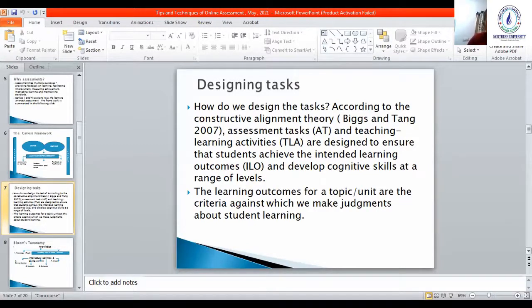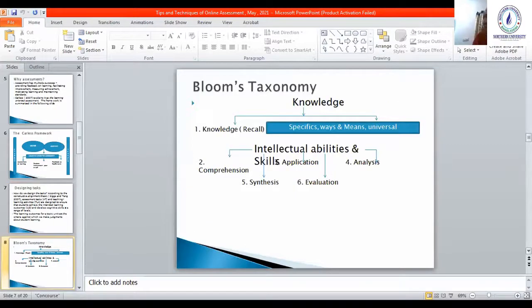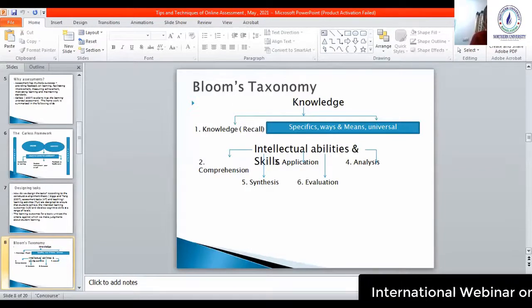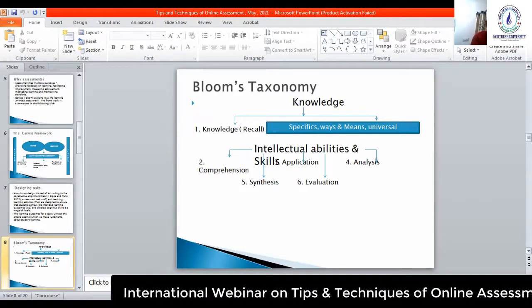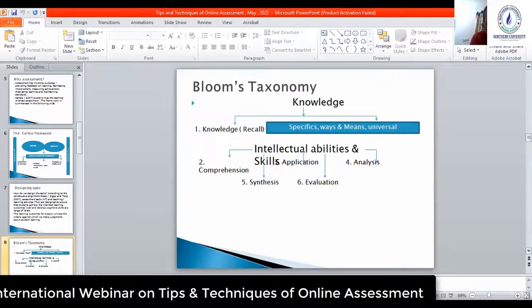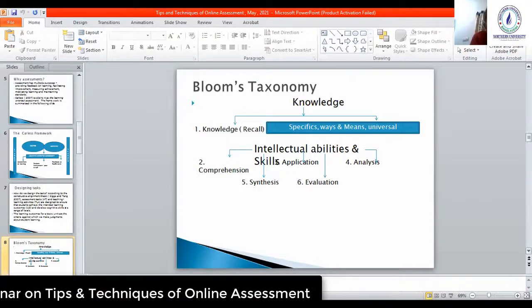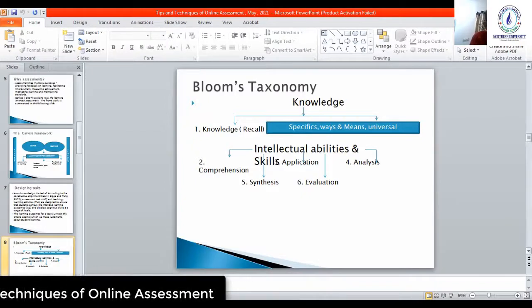The learning outcomes for a topic or a unit are the criteria where we make judgment about the student learning. Whenever we talk about criteria, the first thing that comes to our mind is Bloom's taxonomy. He was very right. Professor Cornell also spoke about Bloom's taxonomy. When we talk about this, the assessment is done on the knowledge and intellectual abilities and skills. When we assess them on the knowledge parameter, it is the recall.